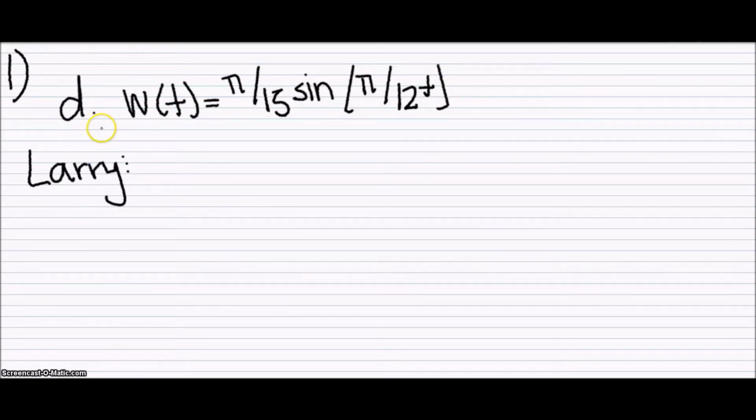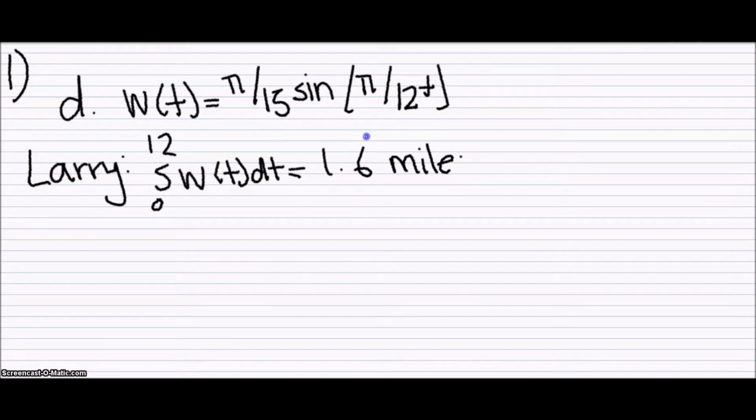Part D gives us a new velocity function for Larry and then asks us to find who lives closer to the school, Karen or Larry. So to find the distances that Larry and Karen live from the school, we have to take the integral from 0 to 12 of their respective velocity functions.